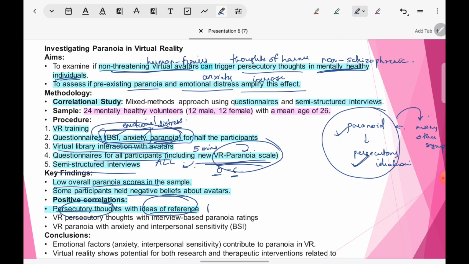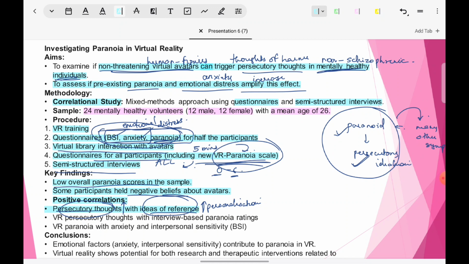Reference is just like personalization, believing that not necessarily the avatars were trying to harm the person, but that the avatars were referring to the person, talking about the person or looking at the person in some way. What was found was that those who tend to have more persecutory ideas about the avatars also tend to believe more that the avatars are referring to them. That means these two variables go hand in hand.